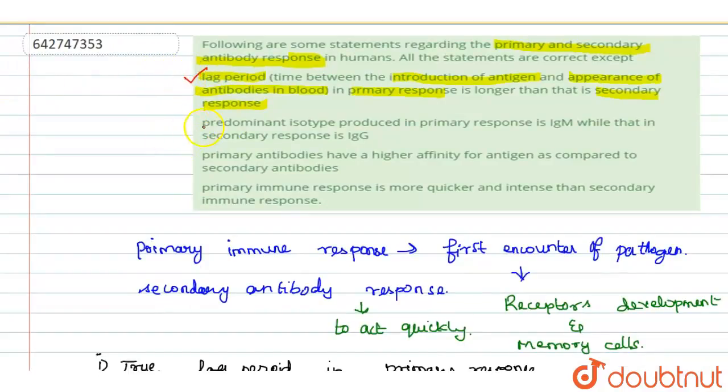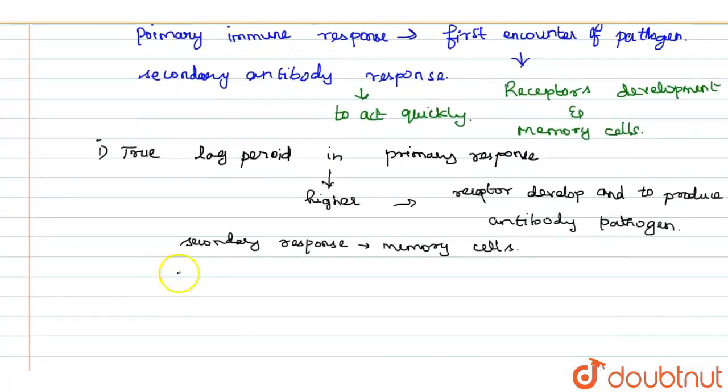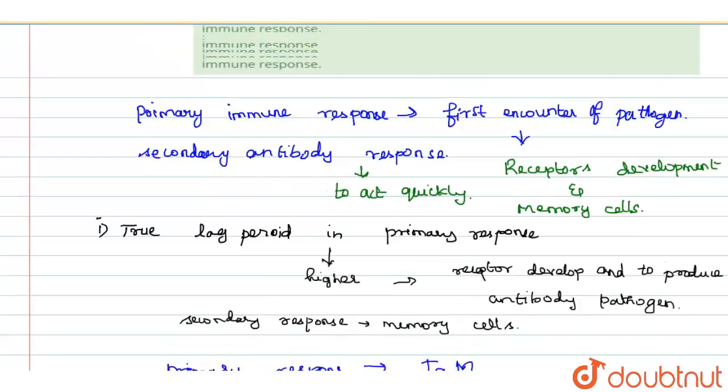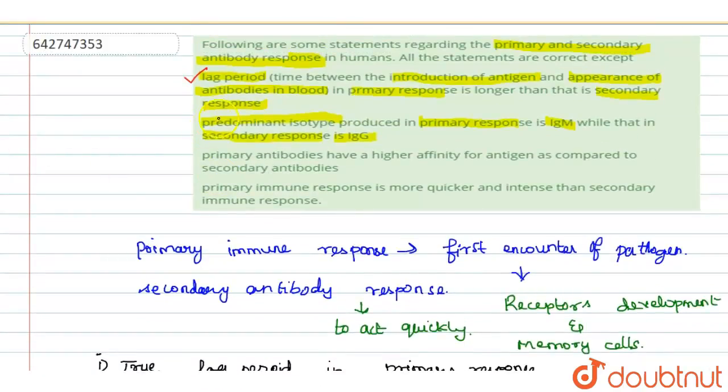Now coming to the second statement, predominant isotype produced in primary response is IgM, while that in secondary response is IgG. So in primary response, that is when the pathogen first encounters the body, the first antibody produced is IgM, that is immunoglobulin M. But for secondary response, the antibody produced is IgG. So the second statement is also correct.